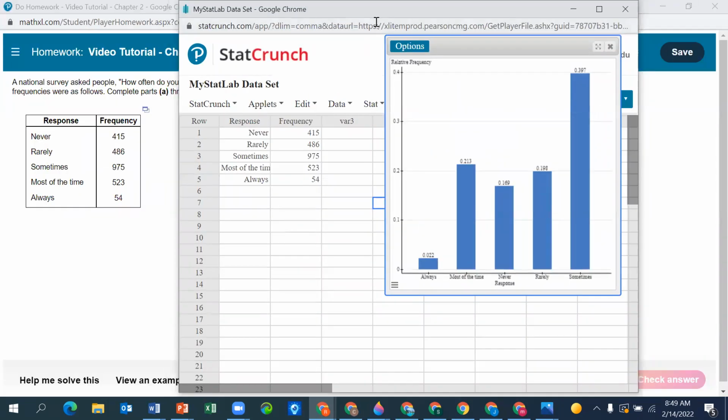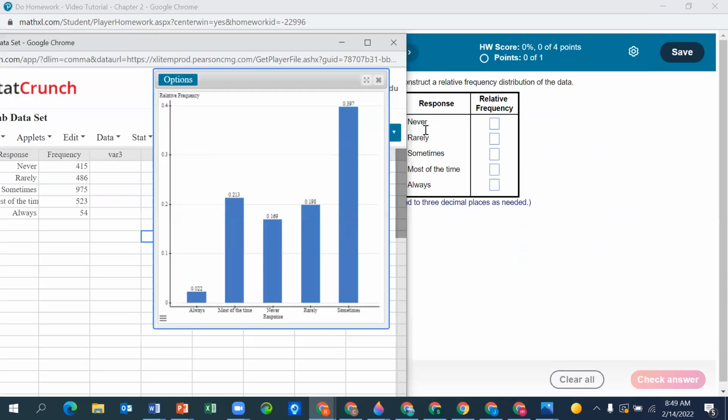You can still enter these values right here, but the problem is you have to make sure you're in the right category. So there, always is 0.022. So I'm going to make sure I write it here, not to mix it up with other categories. So you have to be careful about that.